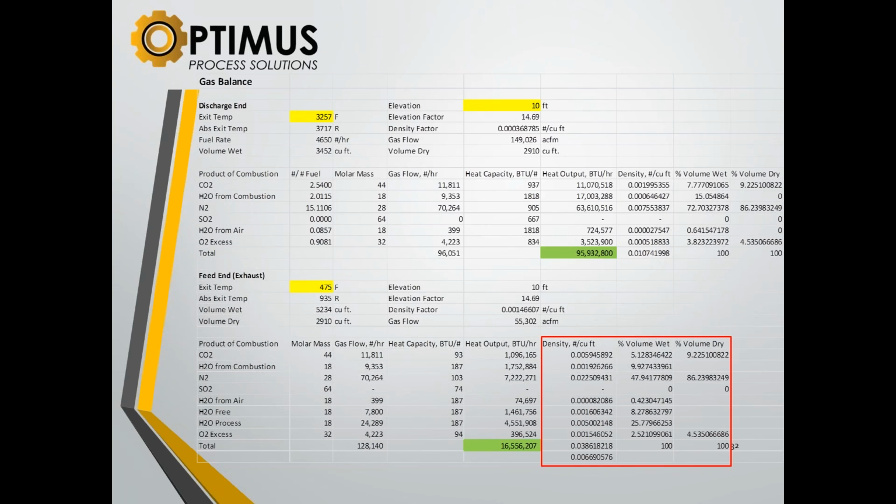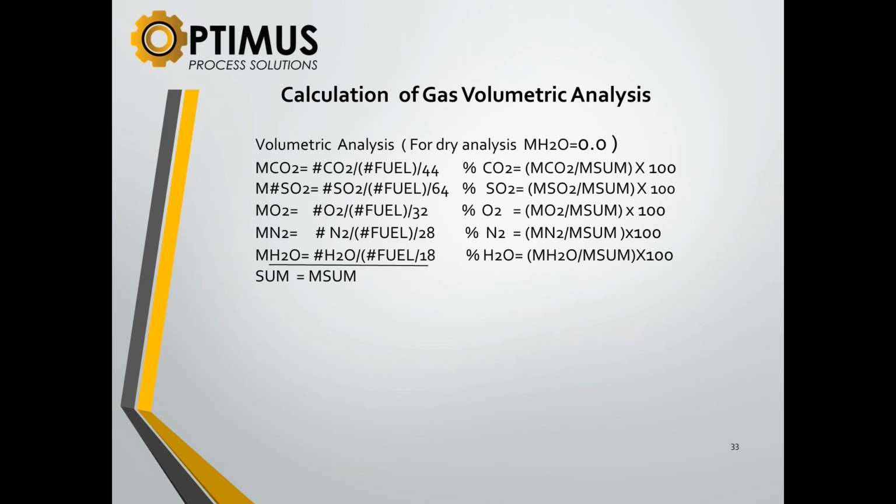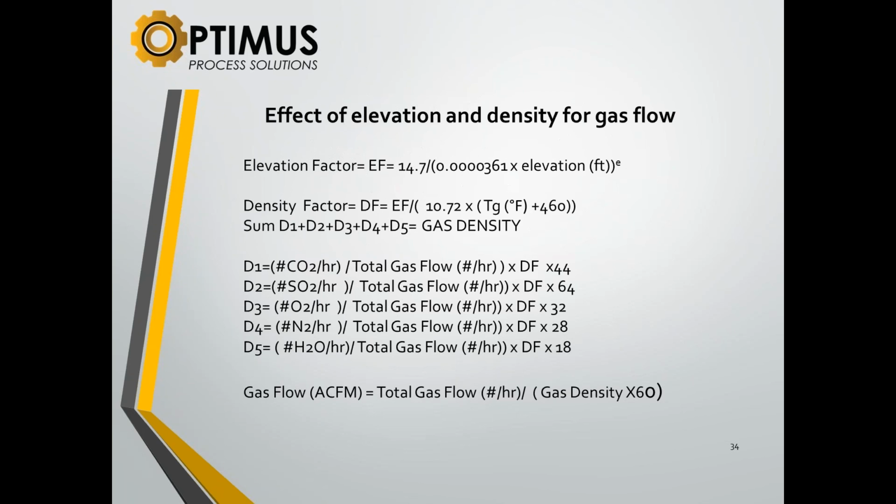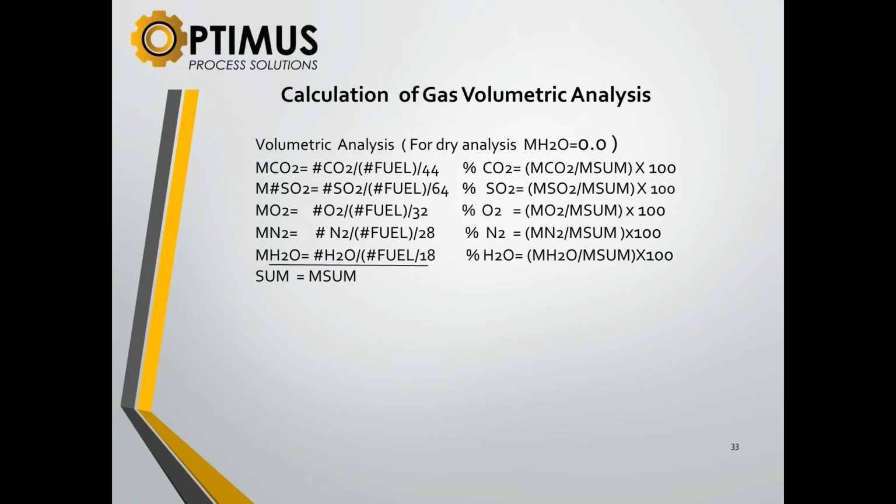I like to say we don't get into too much math, but it's really pretty simple. We do everything on a pound of fuel basis, and you just take pounds of CO2 divided by the pounds of fuel, and then divide that by the molecular weight. Then you add it all up, and once you get the sum, you take the M CO2 and divide it by M sum and multiply by 100. It gives you the percent volume. If you want it dry, you just take the H2O or the water vapor out of the equation.